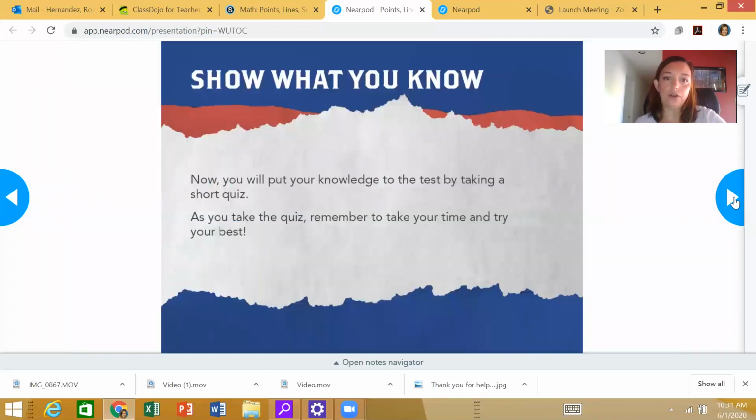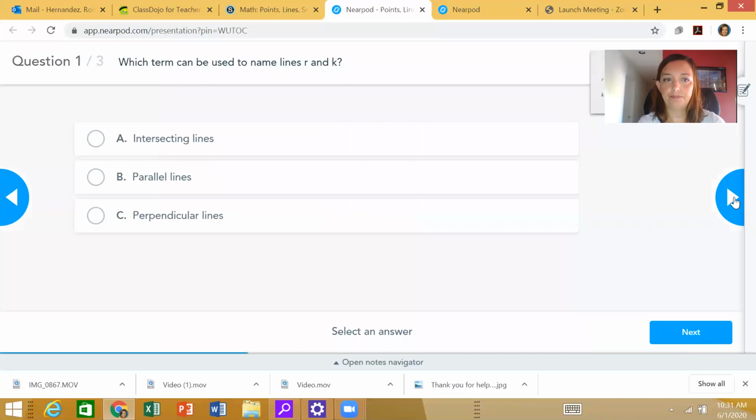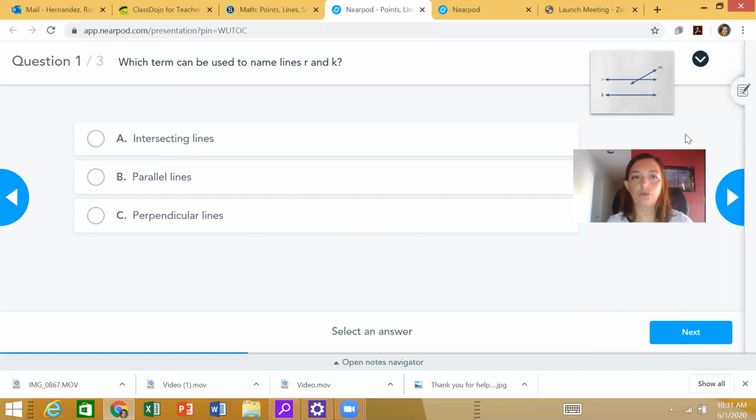Okay. So now you will put your knowledge to the test by taking a short quiz. As you take the quiz, remember to take your time and try your best. Oh, my picture is covering the lines here. It says, which term can be used to name lines R and K? So here's line R and here's line K. What would be the correct names for those lines? Would it be intersecting, parallel, or perpendicular lines? You're going to choose your answer, and then you're going to put next.